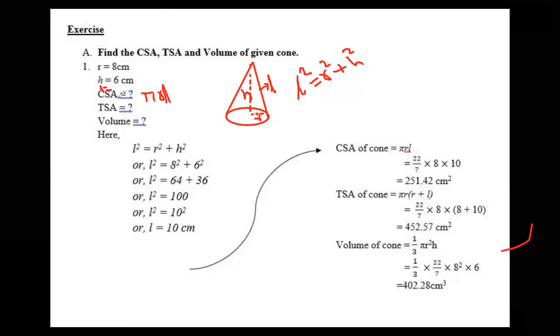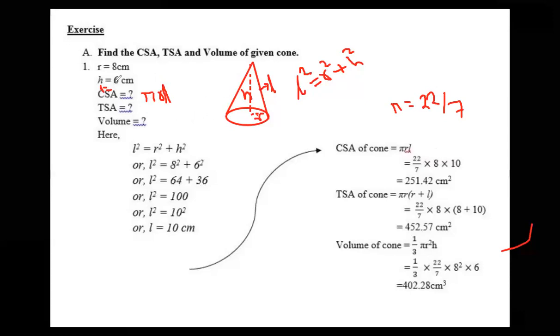Okay, so CSA, what is the formula of CSA of cone? CSA of cone means pi r L. Okay, so pi, what is the value of pi? Yesterday also we have learned pi means how much? What is the value of pi? 22 by 7. 22 by 7 into radius. What is the value of radius? 8. Okay, into what is the value of L?